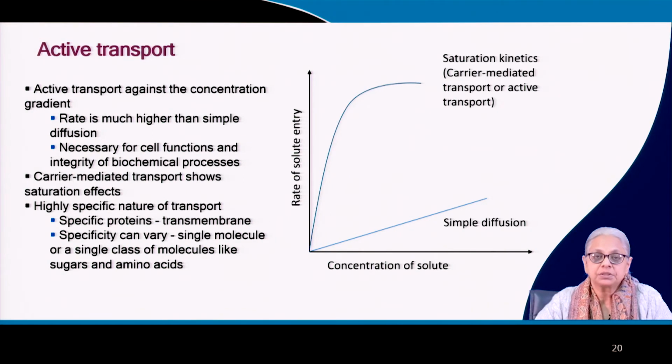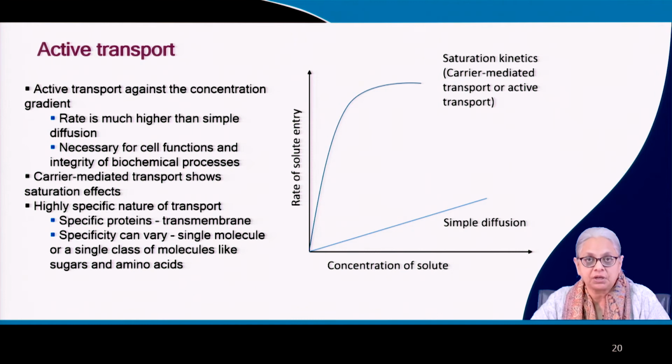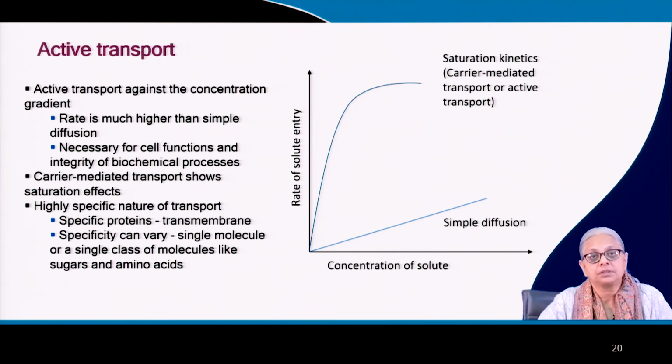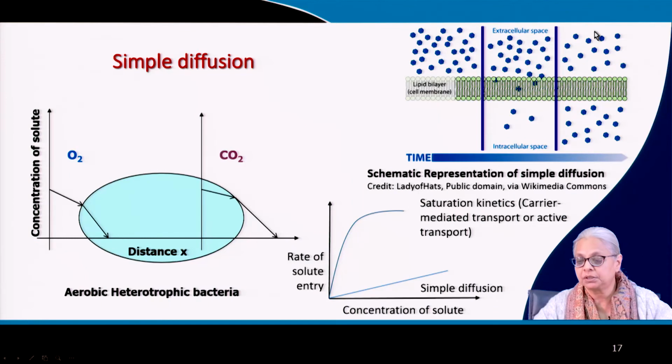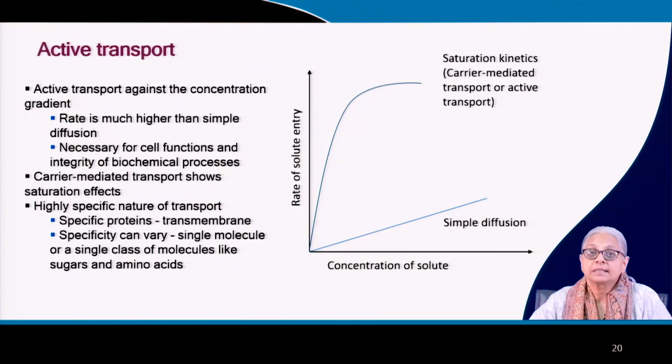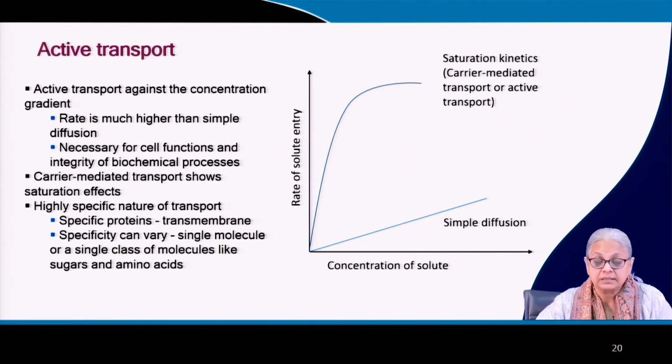I've already mentioned that saturation kinetics are much faster, but there is a limit. In simple diffusion, the limit is only when equilibrium is reached. Just like is shown over here, unless the two sides are equal in terms of concentration, there will continue to be diffusion of the solute. Active transport happens against the concentration gradient, which cannot happen for diffusion. Passive transport is based on diffusion or osmosis, and that can never happen against the concentration gradient.